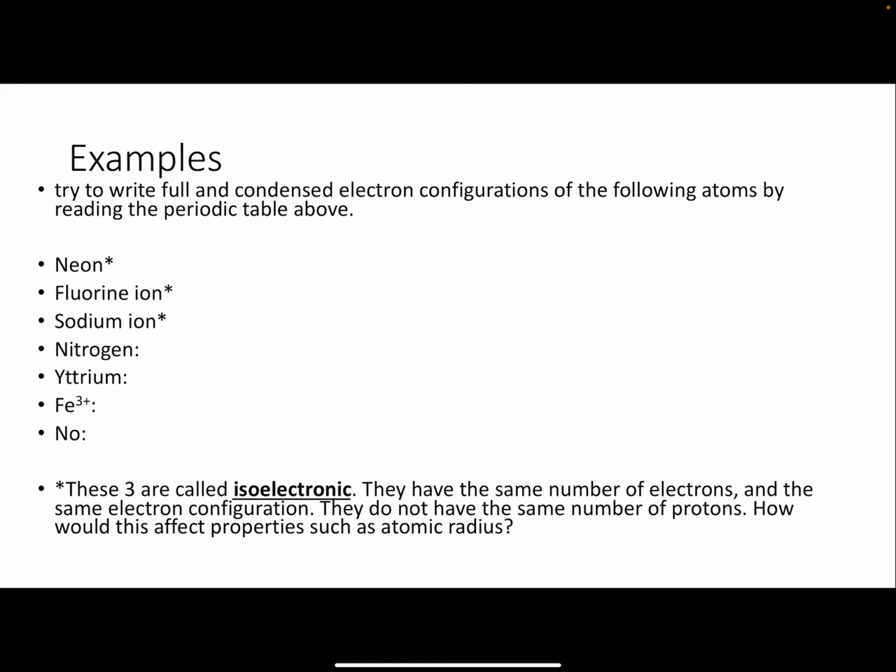Here are some more examples. We can try these, write the full and condensed electron configurations by reading the periodic table. So for neon, right, its electron configuration, again, pause and try these. Okay. We're going to fill all of these up to 2p6 because it's in the 2nd energy level, p orbital in the 6th position. The fluorine ion, which means it's gained an electron, will be, okay, so fluorine is 2p5, but because it's gained one, it's going to be 2p6.